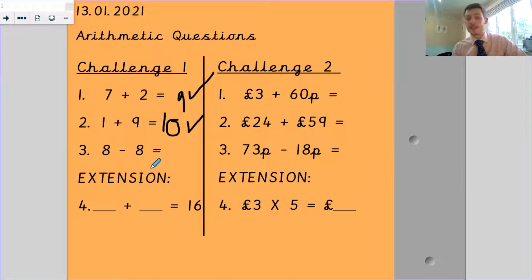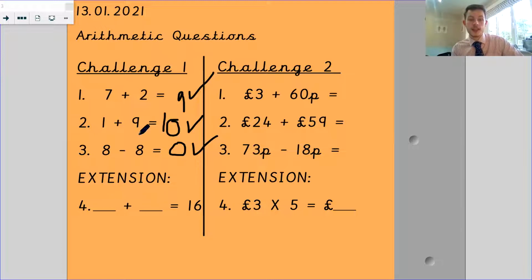8 take away 8. I had 8. Someone's taken 8 off me. Got nothing left. So it's going to be 0. Give yourself a tick. It's just like putting your finger on 8 on your ruler, and then you count back 8 until you get to the other finger and you realize that you've got nothing.